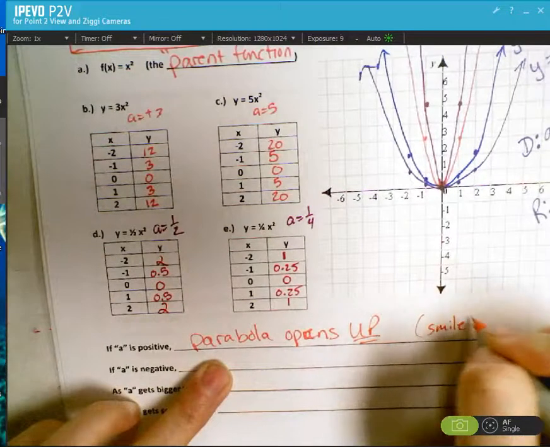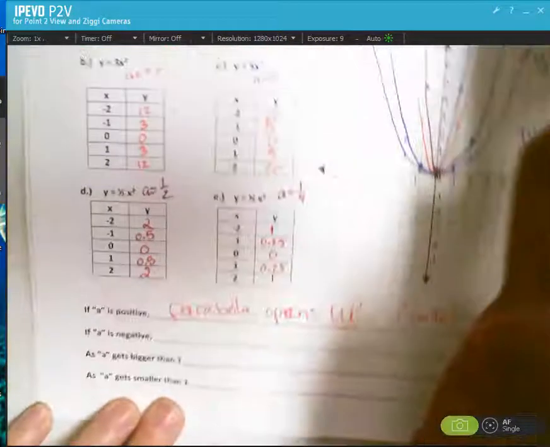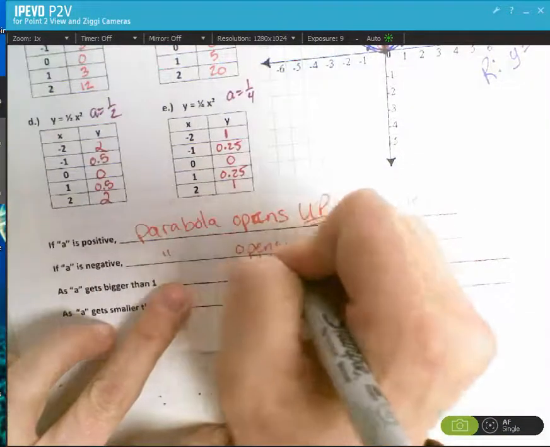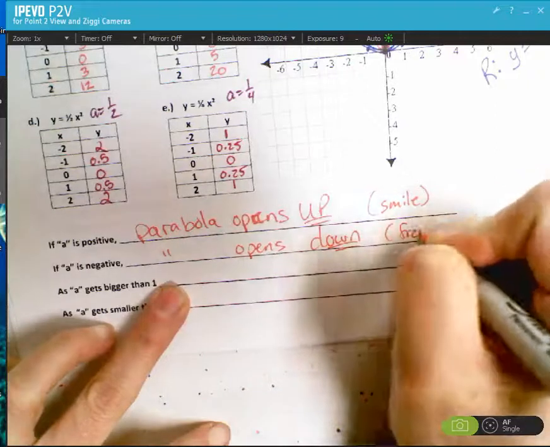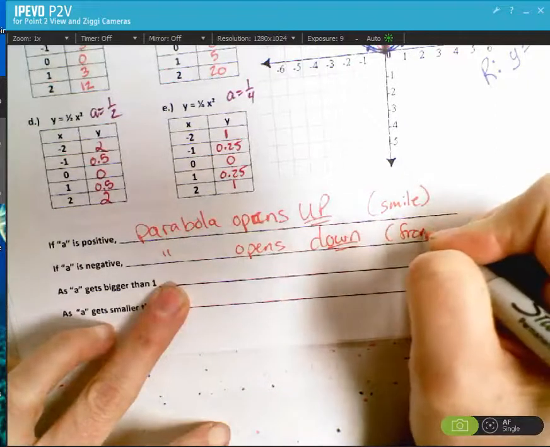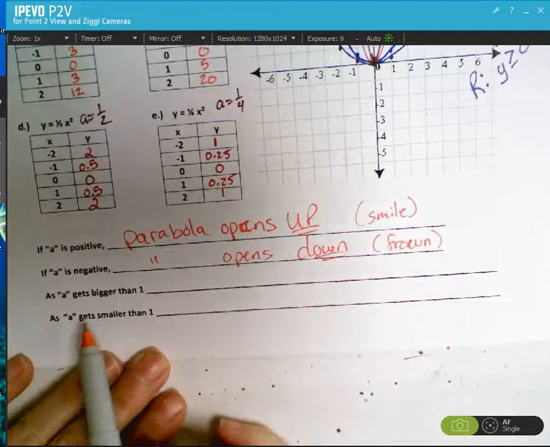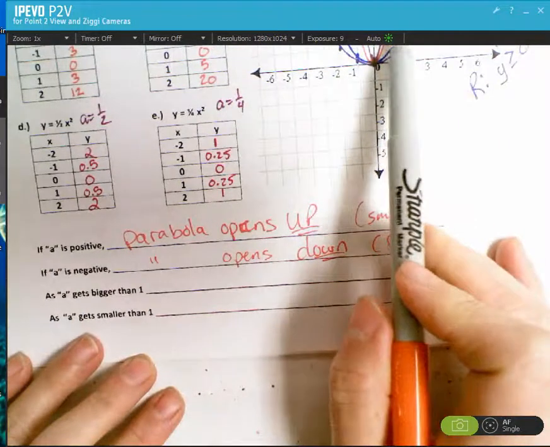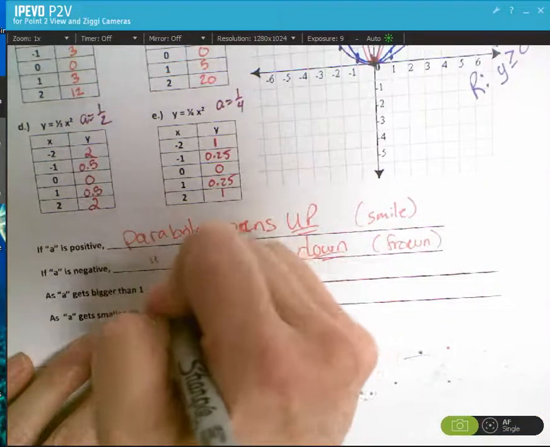So you can think positive, I'm happy, I have a smile. If my a is negative, then the parabola opens down. That's a frown. If I am negative, I'm grouchy, I am frowning. As a gets bigger than 1, so as a went from 3 to 5, we see that it gets skinnier.